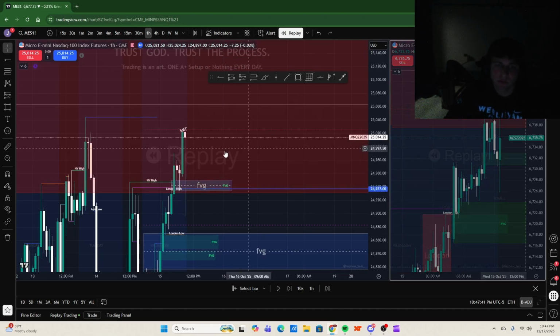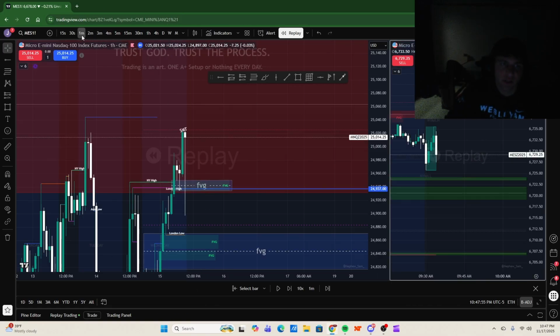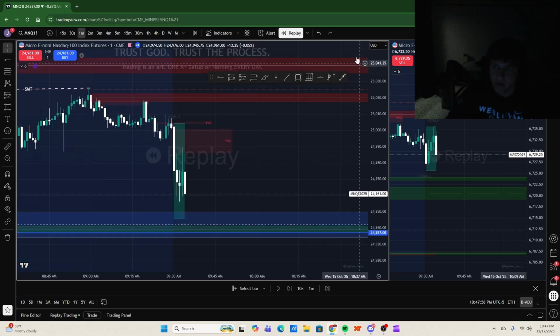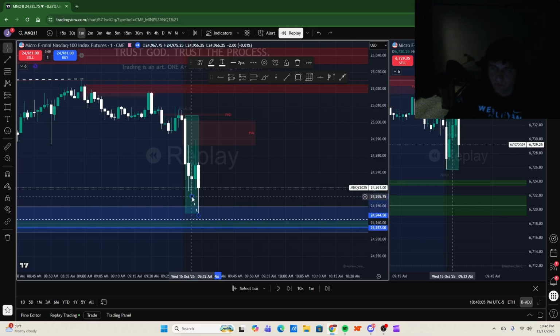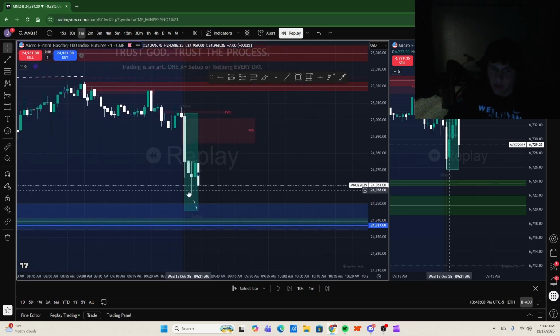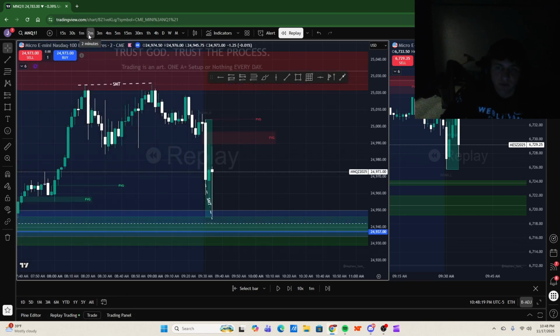Let's see if we have an SMT on that low. I think we do. Oh, we actually don't. Interesting. We don't have an SMT, but ES didn't hit the gap, so that means there's probably an internal SMT. Okay, so we hit the gap. There is an internal SMT. It's actually with this low. Okay, interesting. Of course, this is October, so we don't get the 30-second. Of course, right? That's pretty annoying.